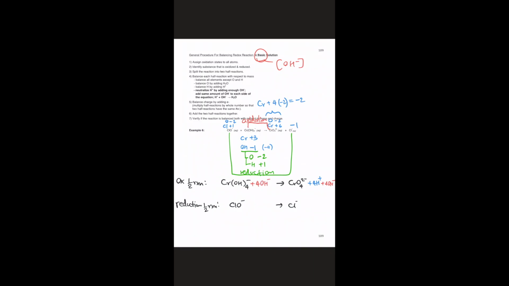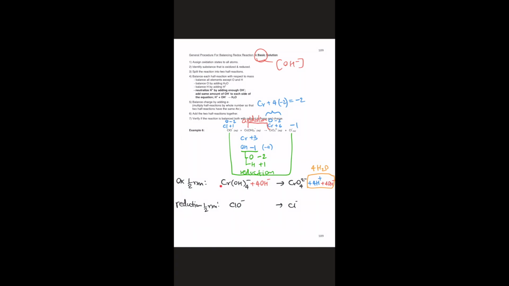Next, we need to neutralize between the added acid and added base here. So when protons react with hydroxide ions, this species right here would become water. So this would become 4 water. Before we move on, you will need to check that the elements are equal, and then we can look at the charge by adding electrons. But first, let's check the elements.